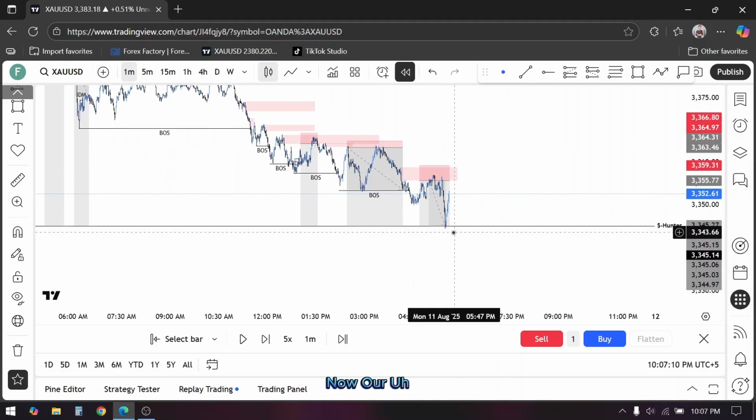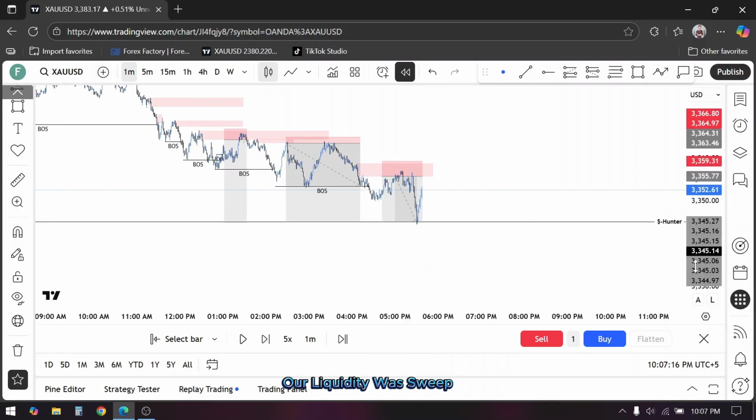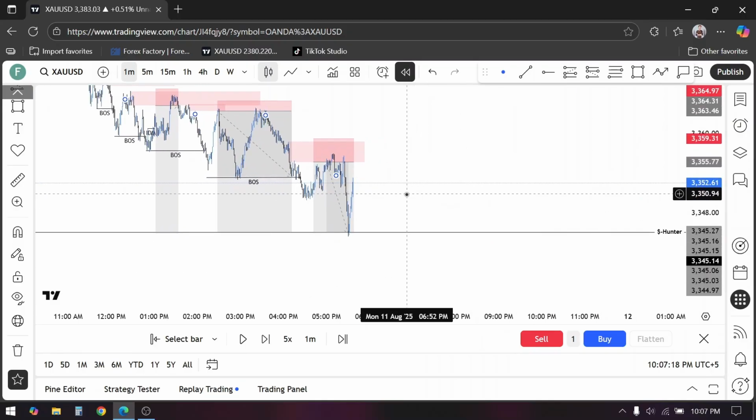Now our target was fulfill, and our liquidity was hunt, our liquidity was sweep. So I hope you understand how you mark your daily bias.